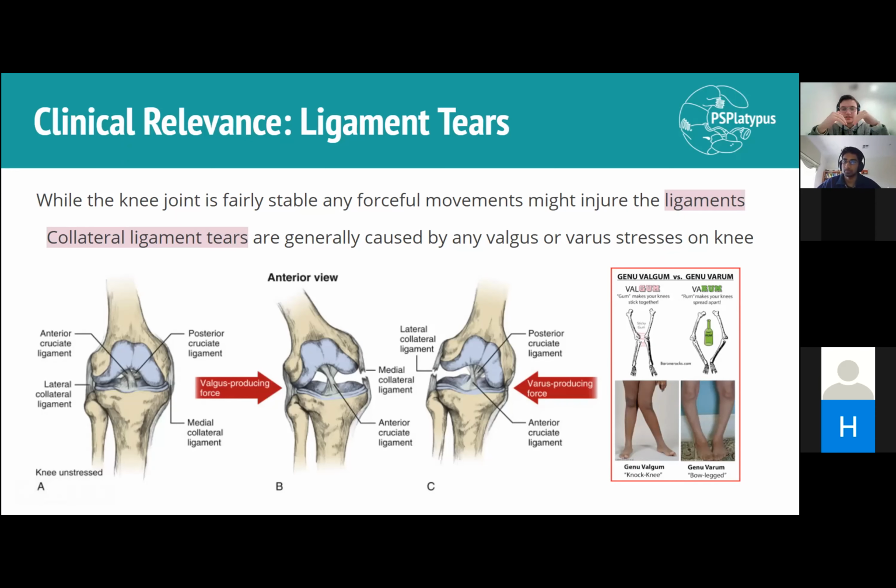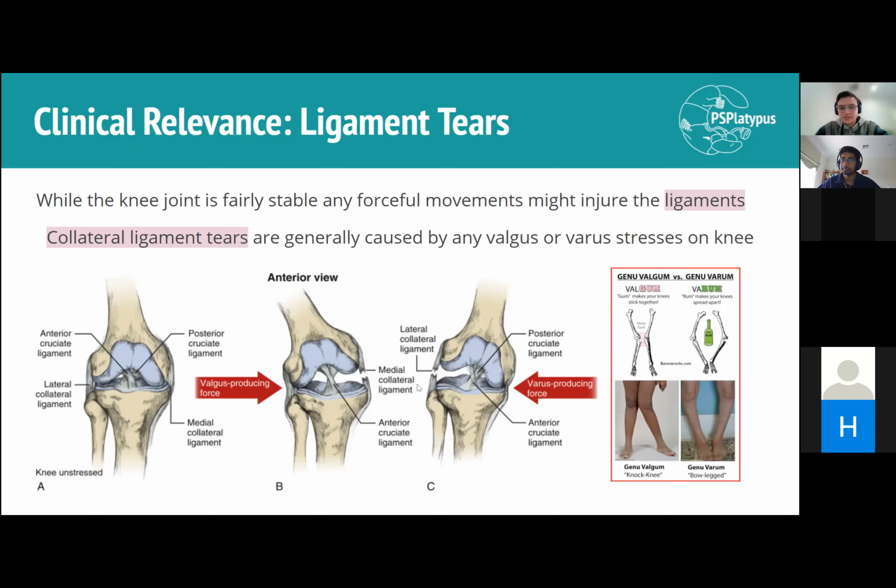So valgus is getting your knees to point inwards, whereas varus is like varum. So you've got a bottle of wine or something between your legs, which is causing your knees to be shaped outwards like a diamond. So if you forget, that's where it is. But just remember that if I've got a valgus stress, it's going to cause the medial collateral ligament to have quite a bit of stress on it, and it's going to have potentially tearing.